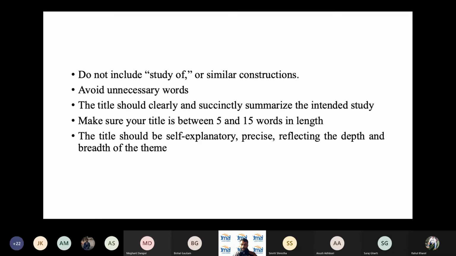A bit explanatory type of title is not written. A long title that cannot be understood, or some words which do not have any meaning in the title, need to be avoided. The title should clearly and succinctly summarize the intended study. Make sure your title is between 5 to 15 words in length. The title should be self-explanatory, precise, reflecting the depth and breadth of the theme.